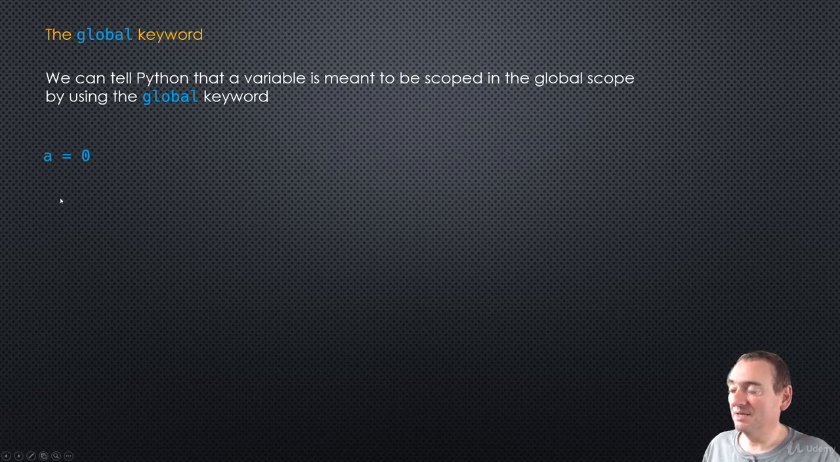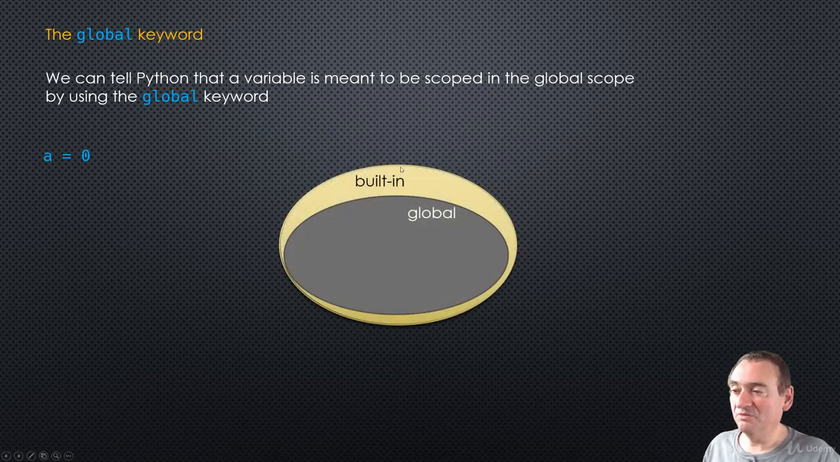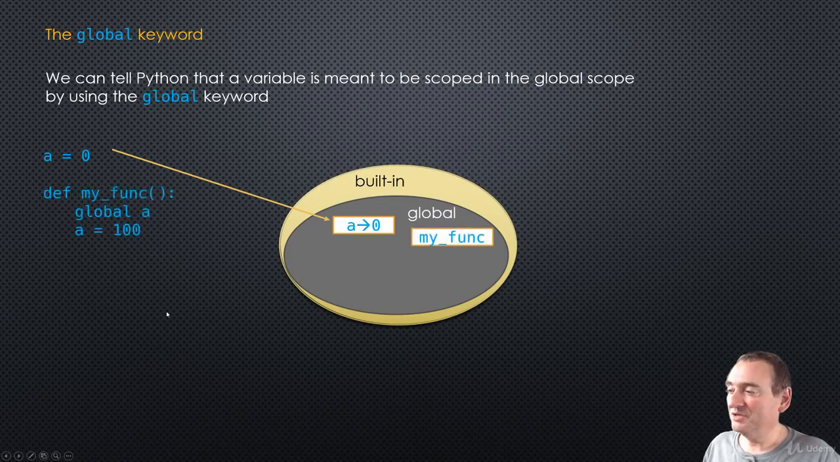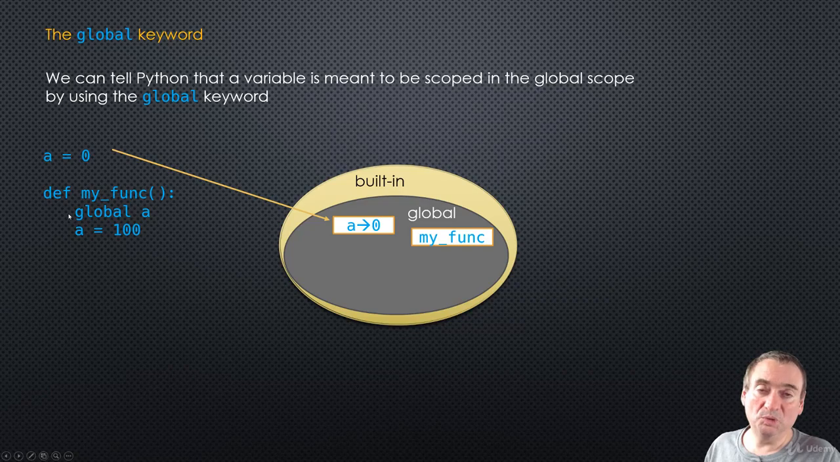So let's start again with the same example, A equals 0. So now we've got our built-in and our global with A is 0 in there. Now we have this function, right? We don't run the function. Python looks at the function, compiles it, creates the label myfunc in the global namespace, in the module namespace. And at that point, it sees that we have A equals 100. So normally it would say, well, A is going to be local. But you'll notice this line of code right here, where we say global A.